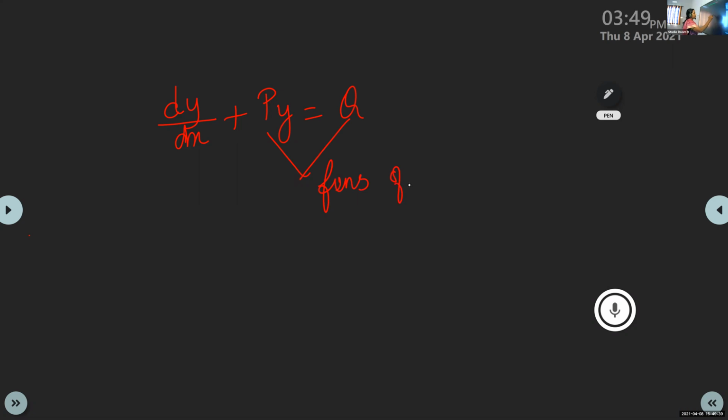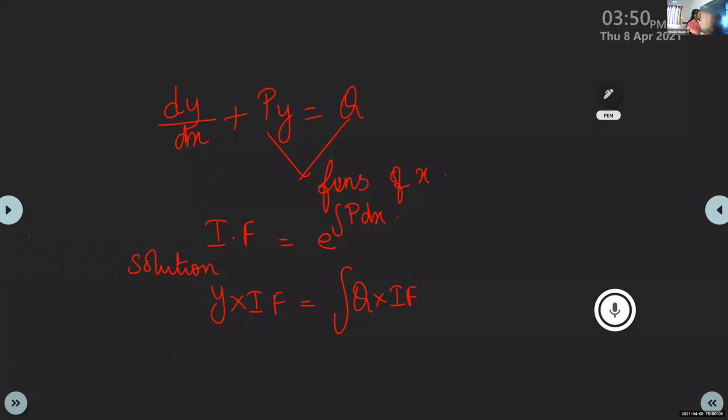Isn't it? These are functions of x. In that case, we will be finding the integrating factor. What is the integrating factor? e raised to integral of p dx. And the solution is y into integrating factor is equal to integral of q into integrating factor into dx plus c. This is the format we have learned for the solution.